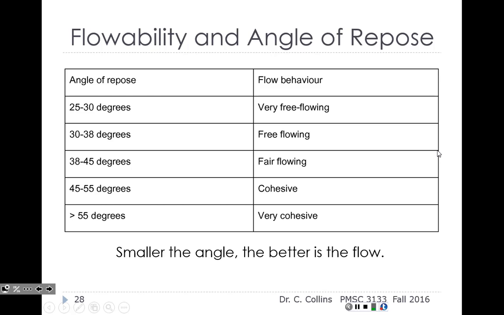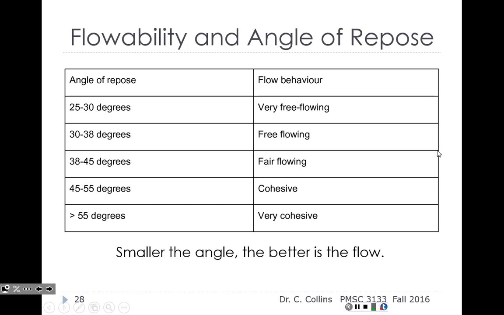So here's an instance where you probably do need to understand / memorize, I guess, but definitely understand which of these is better as opposed to which is worse. Because I might give you a hypothetical situation of, here's these forms of this particular ingredient, and one of them has an angle of repose of 50 degrees, and another one has 40, and one 30.